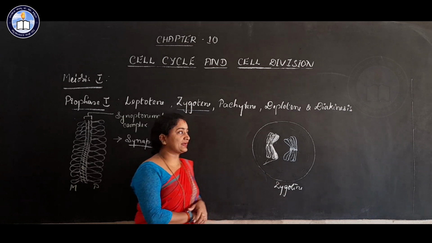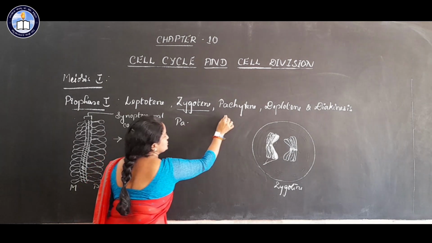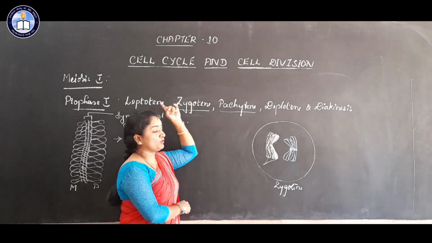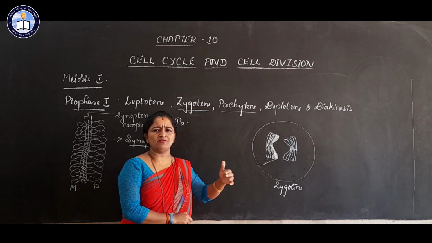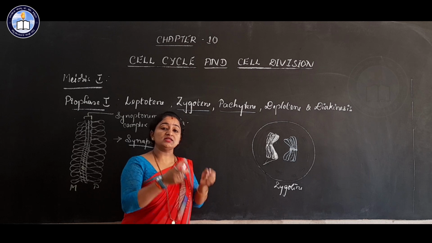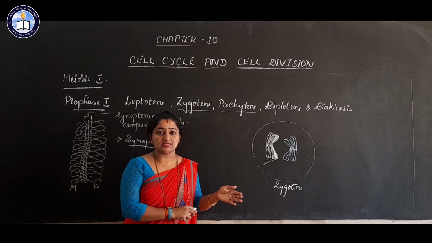Now about the pachytene stage. The first two stages, leptotene and zygotene, are short lived, in a sense they will complete in a short time. But zygotene is very important. It is a complex and lengthy process.